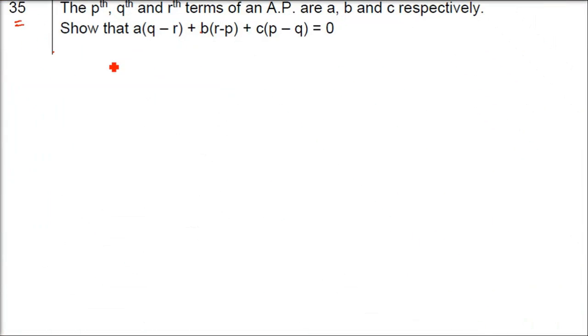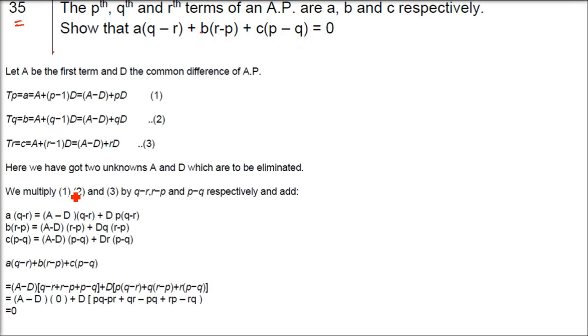The pth, qth and rth terms of an AP are a, b, c respectively. Show that a(q minus r) plus b(r minus p) plus c(p minus q) equals 0. Now if you see, the solution is in front of you, I'll tell you the way to solve it. The nth term of an AP is what? A plus (n minus 1) into D. And since a is already given as some value, we will not take a and d. We will find the p, q, r terms.